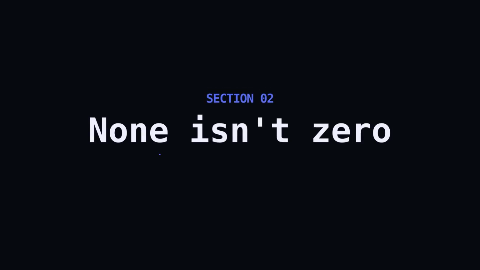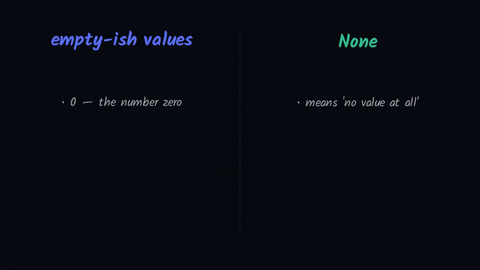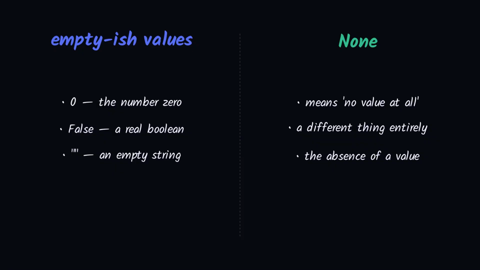Here's where confusion starts. Beginners lump these together, but they're genuinely different. 0 is a real number you can do math with. False is a real Boolean. An empty string is real, if empty, text. None is none of those. It means there is no value here at all. Here's the picture to hold on to. A bank balance of 0 is a fact. The account has no money in it. A balance of None means we haven't even looked it up yet. We simply don't know. Treating those two the same is exactly where bugs sneak in.